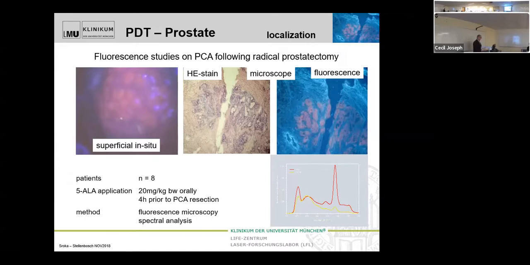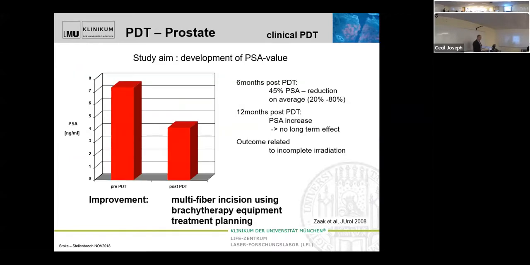And in the prostate, there are other possibilities. We have a transperineal approach, and we just stick several fibers into this prostate. And the only way we can control something, so we didn't control at that point, we have this PSA value. So pre-PDT, we have a high PSA value. After PDT, the PSA value was reduced. But we know in the follow-ups that after 12 months, the PSA increased. So we have no long-term effects. And at that time, we clearly know that we have a completely incomplete irradiation.